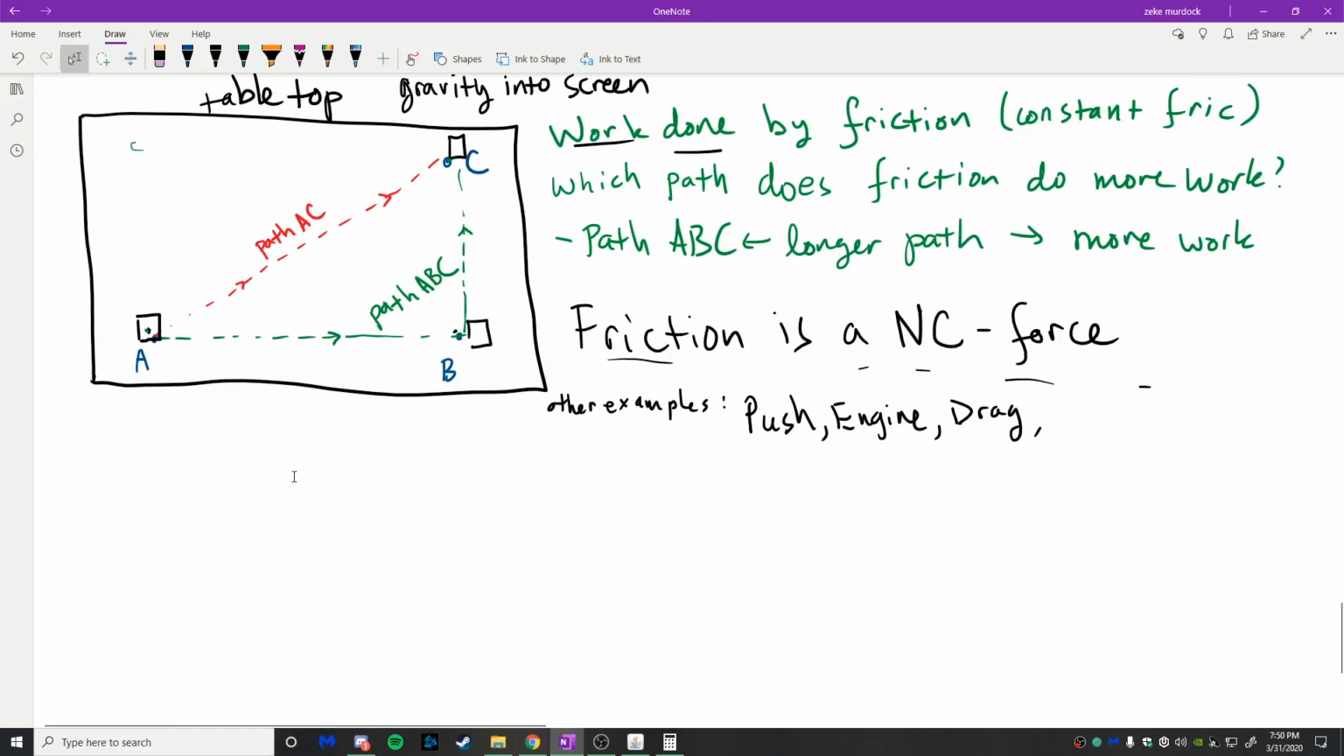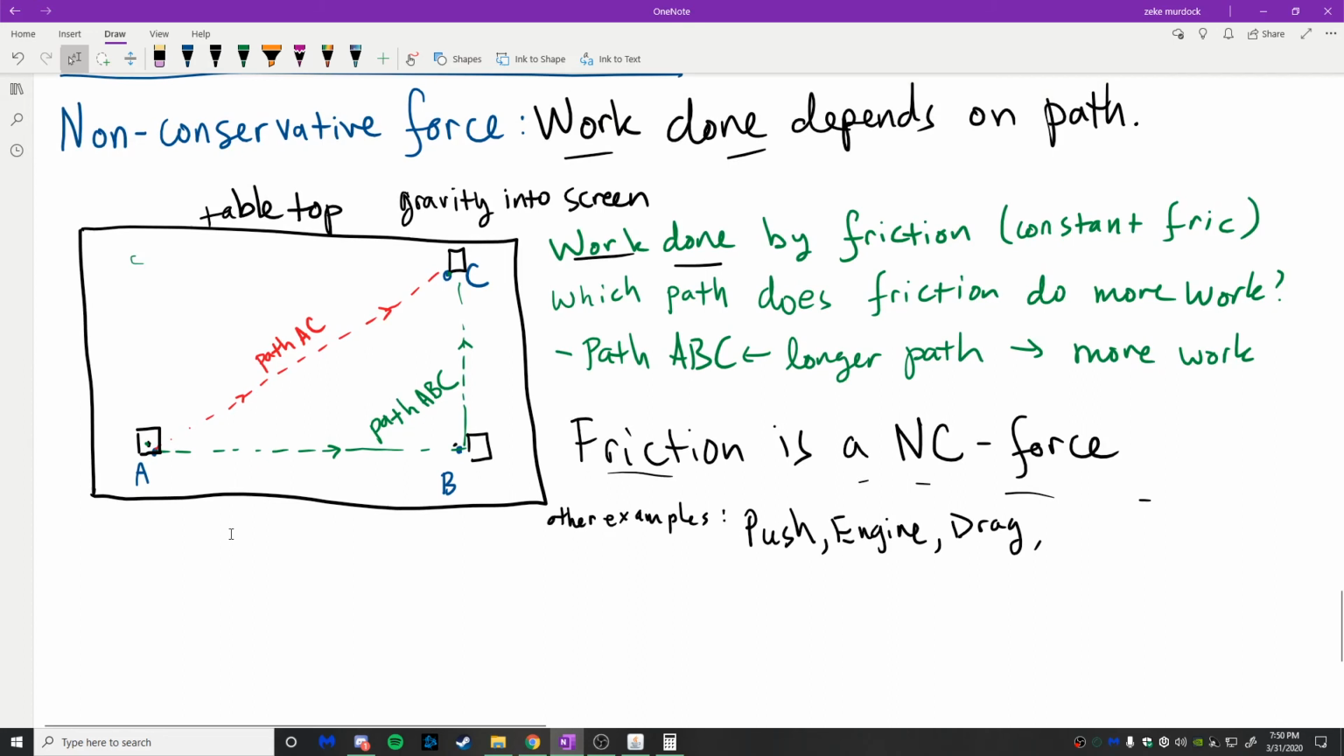Okay, so let's talk about that and let's prove that. The next statement here would be to talk about what a conservative force is.